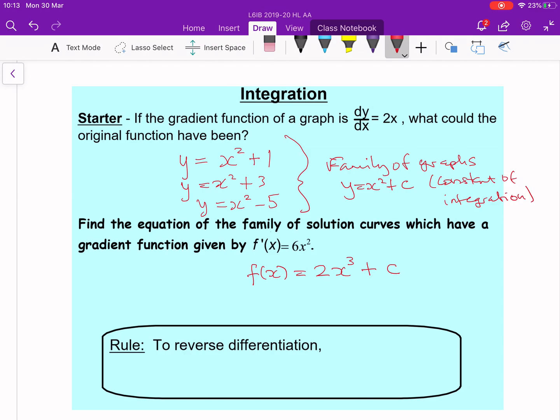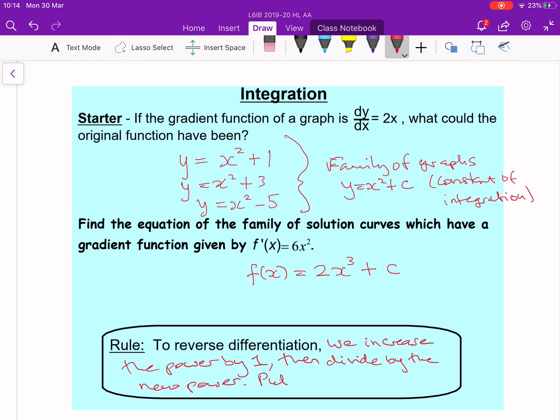Now when you start playing around with these sort of things, you think, well, actually we could explain this as a rule. But basically what we're doing is we're increasing the power by 1. And that's the first thing you need to do each time. So to reverse differentiation, we increase the power by 1. And then we need to divide by that new power. And then finally put plus c on the end.